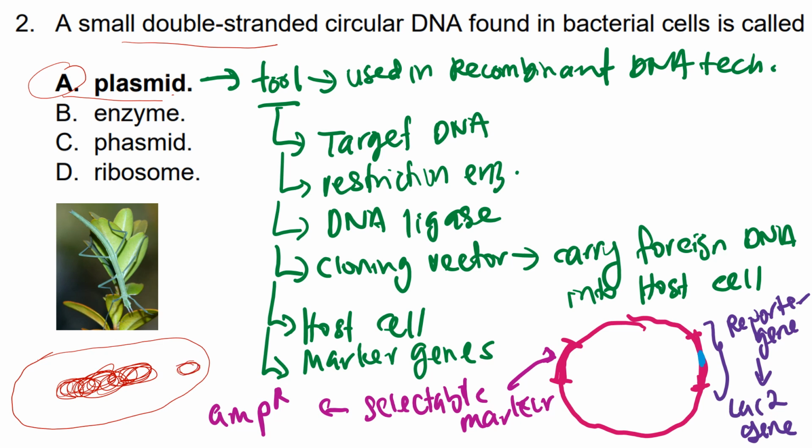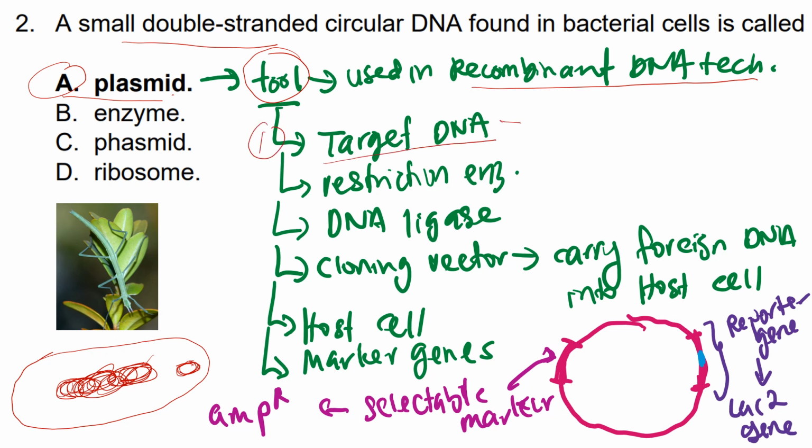So a plasmid is a small double-stranded circular DNA, and it will replicate separately from the bacterial chromosome. Plasmid is commonly used in recombinant DNA technology. It is one of the tools used in recombinant DNA technology. There are actually 6 tools. The first one is the target DNA.